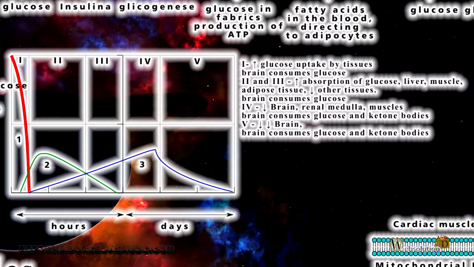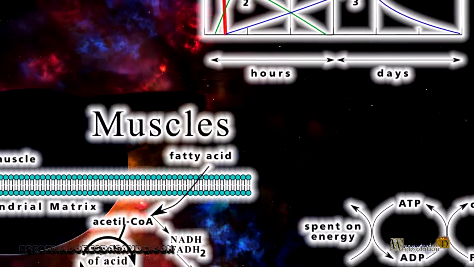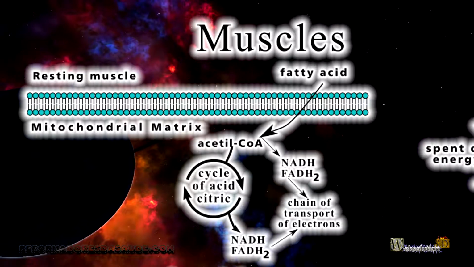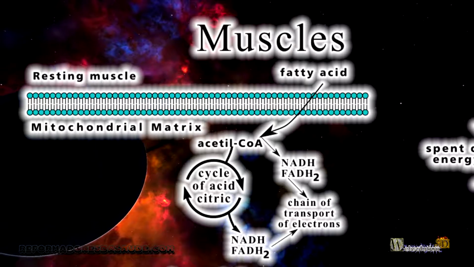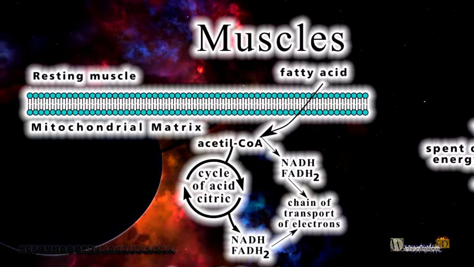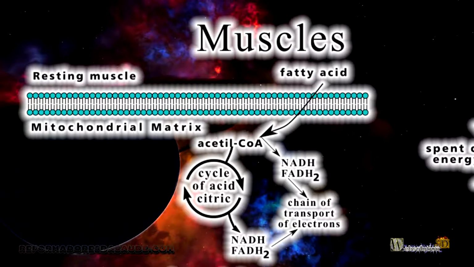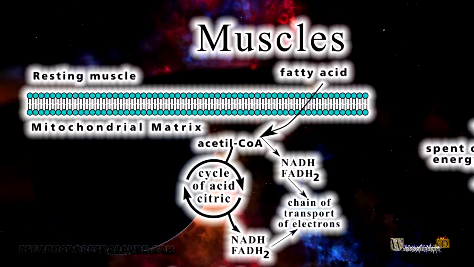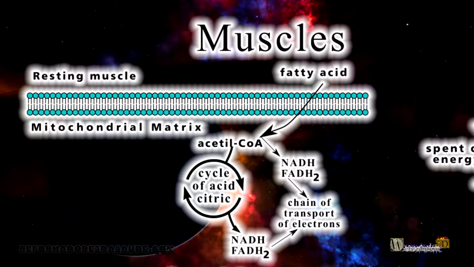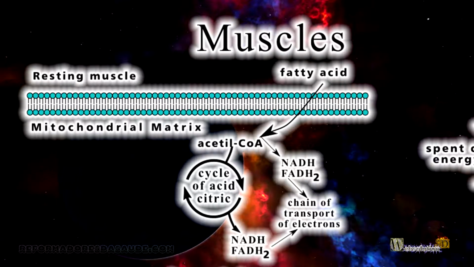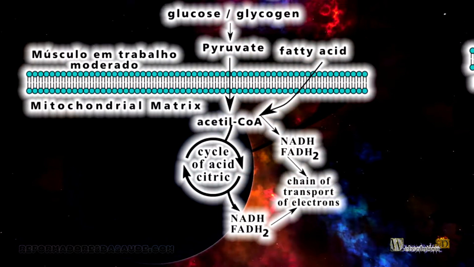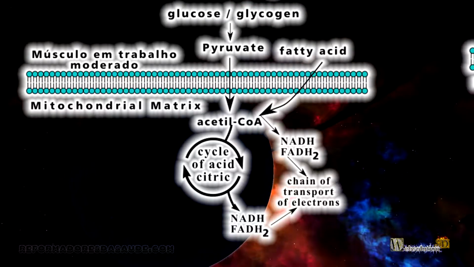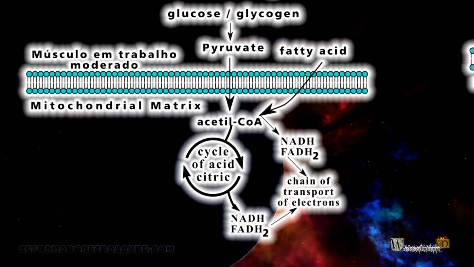The resting muscle mainly uses fatty acid, which enters the mitochondrial matrix and is the target of beta-oxidation, producing NADH and FADH2 and acetyl coenzyme A, which feeds the citric acid cycle, producing NADH and FADH2, which go to the chain of electron transport for ATP synthesis and oxidative phosphorylation. In moderate activity, glucose is also used, increasing oxidative phosphorylation and respiration. At rest the average is 50% oxygen consumption, and in activity it can reach 90%.